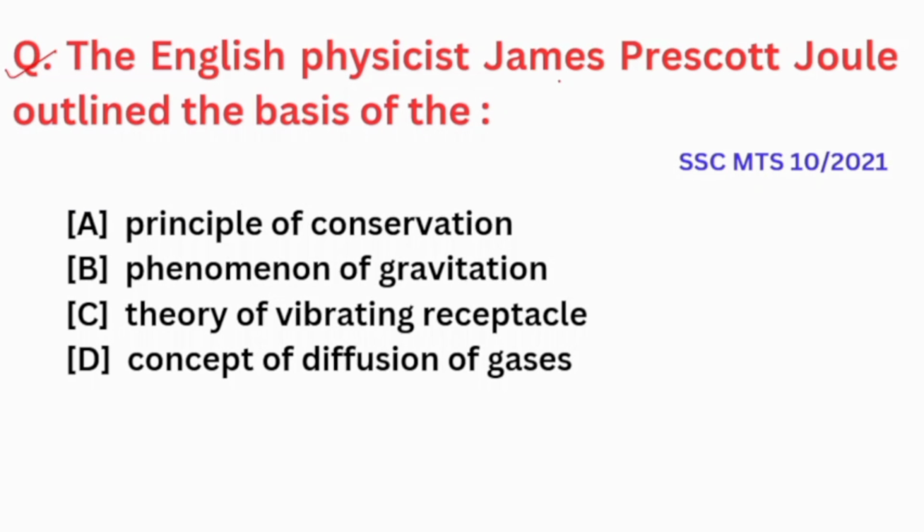The English physicist James Prescott Joule outlined the basis of the principle of conservation, which in turn led to the development of the first law of thermodynamics.